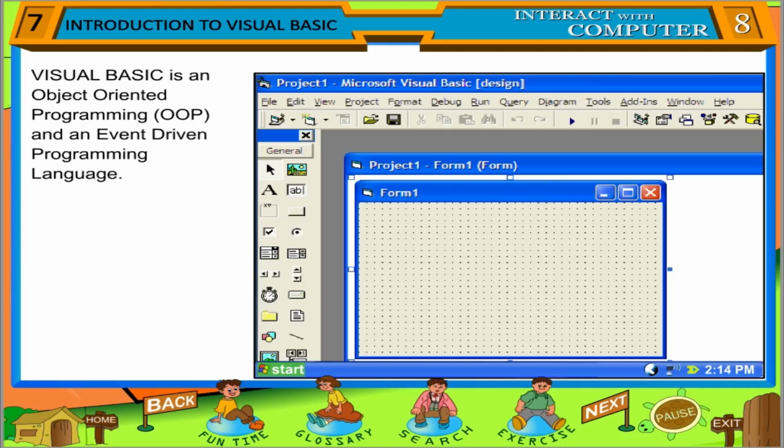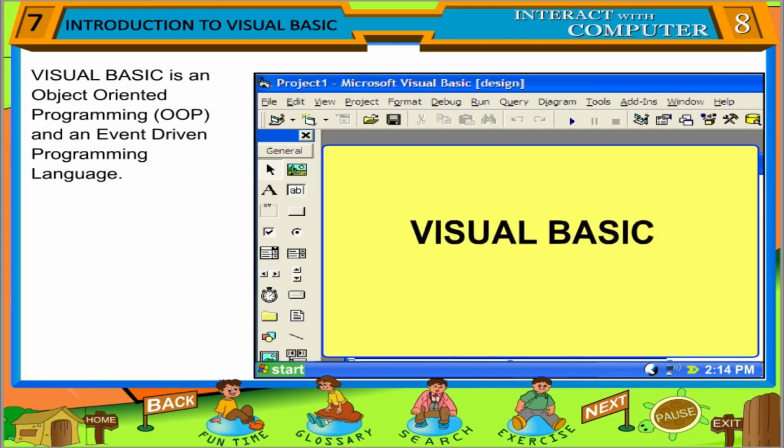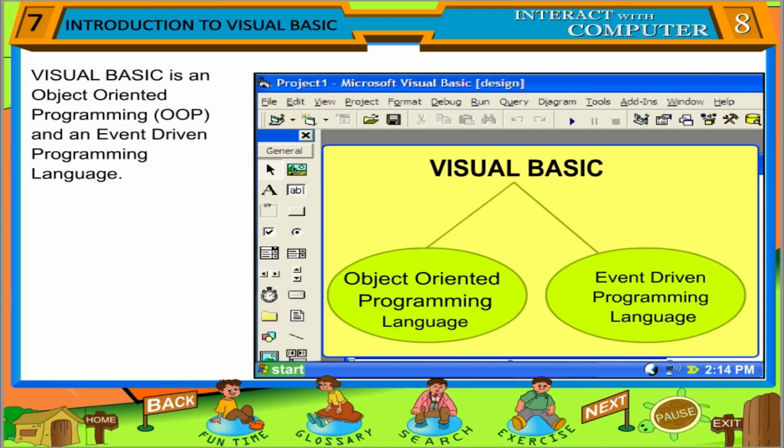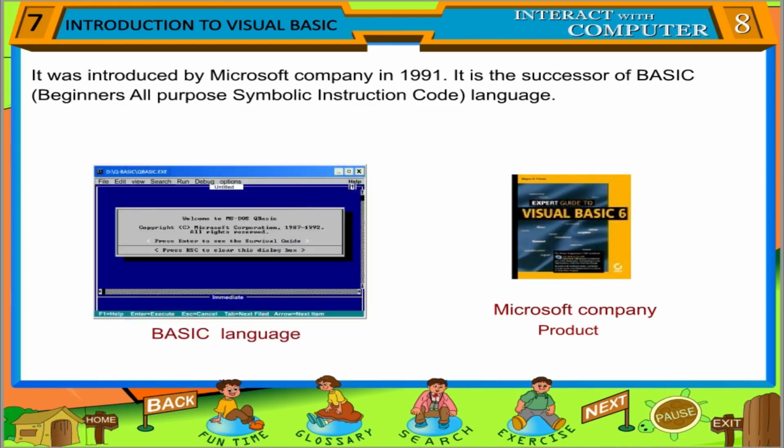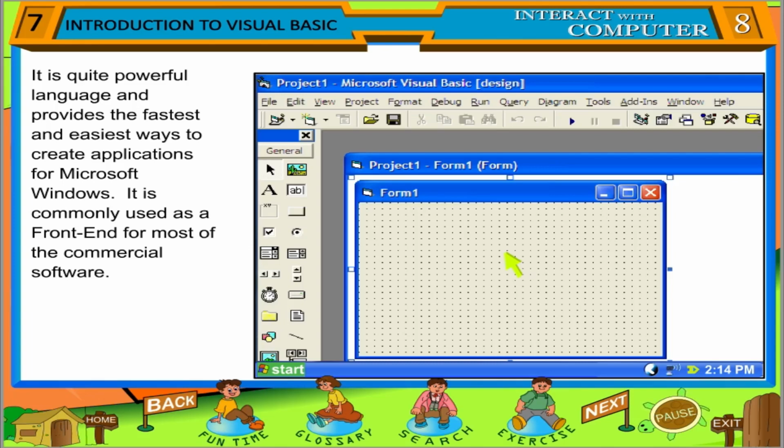Chapter 7 Introduction to Visual Basic. Visual Basic is an object-oriented programming or OOP and an event-driven programming language. It was introduced by Microsoft Company in 1991. It is the successor of Basic Language or Beginner's All-Purpose Symbolic Instruction Code. It is quite a powerful language and provides the fastest and easiest ways to create applications for Microsoft Windows. It is commonly used as a front end for most of the commercial software.